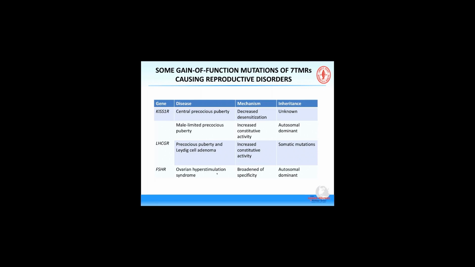And then there are a number of interesting mutations of the FSH receptor that broaden the specificity of this receptor, so it can now respond to TSH and respond to LH as well. And this results in ovarian hyperstimulation.